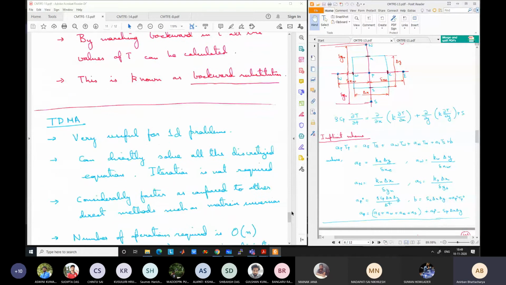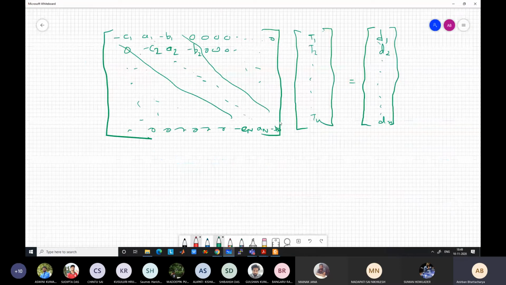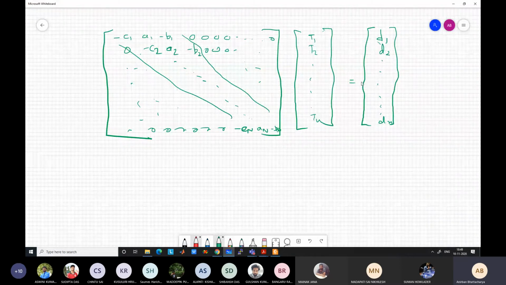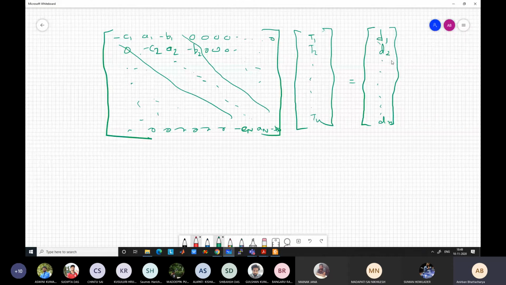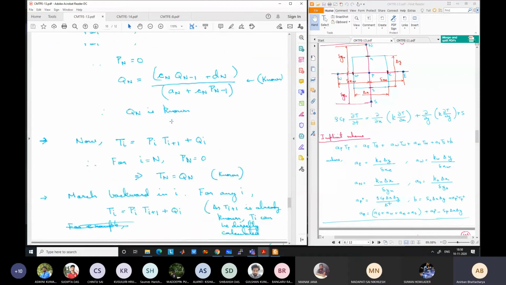In MATLAB, it does not matter because you can directly form these coefficients and say that T is equal to A inverse D, and MATLAB will give you the solution. But internally, MATLAB is doing that. When you write a general code, you have to use something like TDMA or Gaussian elimination or some other method. There are a lot of methods.